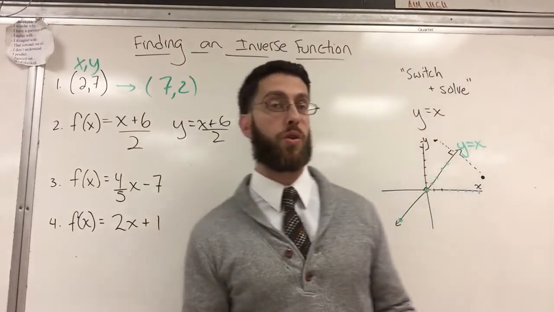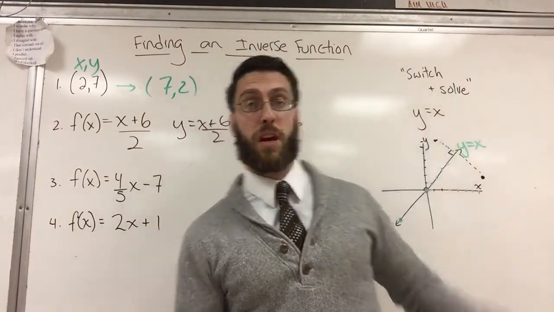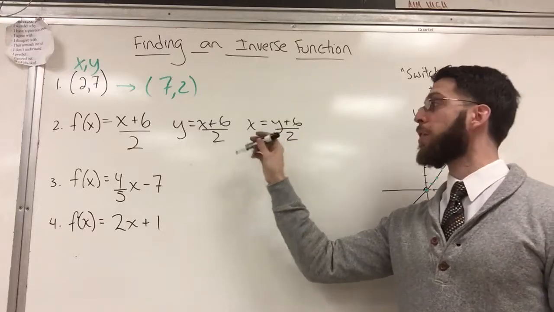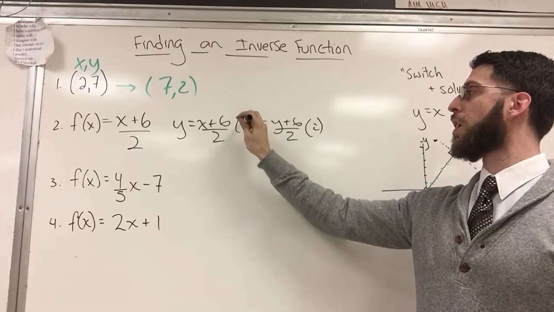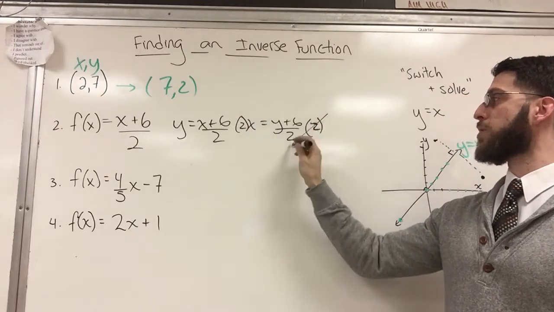But you also have to show your skills and solve for y. So how do I get y alone? I'm not really sure. Maybe I should multiply by 2 on both sides. What that does is it cancels out the 2's.